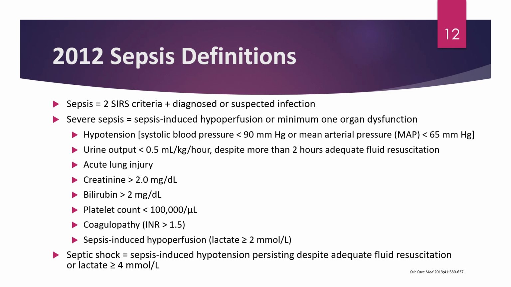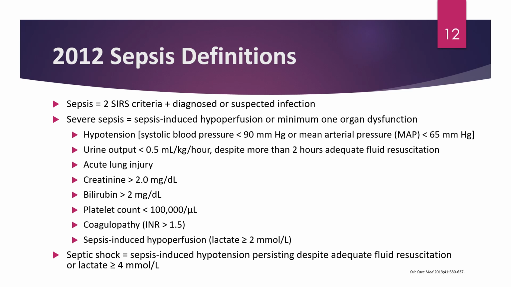2012 guidelines also define something known as severe sepsis, which was known as sepsis-induced hypoperfusion, or a minimum of at least one organ dysfunction. So you can have an organ dysfunction that is listed here, like hypotension, a low urine output, which would be kidney dysfunction, acute lung injury, a serum creatinine greater than 2, a bilirubin greater than 2, which would hint at liver dysfunction, platelet count less than 100,000, a coagulopathy or an INR greater than 1.5. There are cases where we see patients that have elevated INRs that are not on INR-elevating medications like warfarin, so that's a very important point to note here.